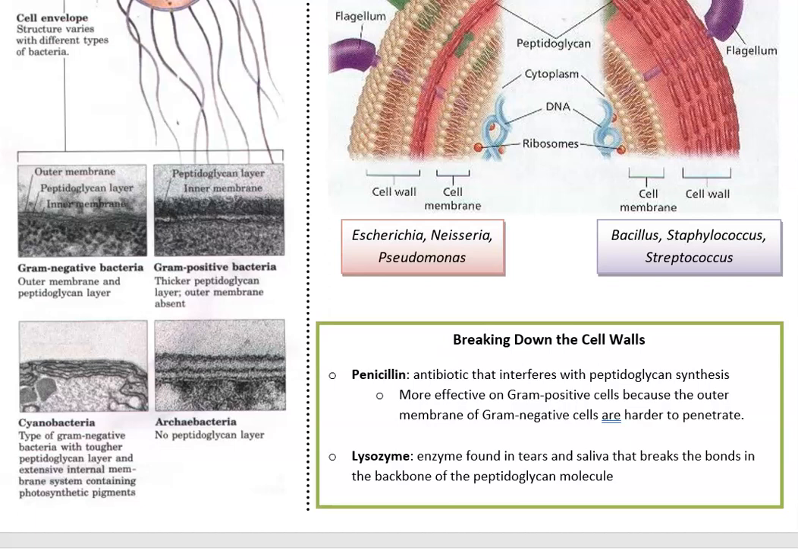Penicillin is an antibiotic that interferes with peptidoglycan synthesis, so the bacteria can't produce that peptidoglycan to make that layer. It's more effective on gram-positive cells because the outer membrane of gram-negative cells is harder to penetrate. Lysozymes are enzymes found in tears and saliva, and they break the bonds in the backbone of the peptidoglycan molecule, so that can be used to break down the cell walls as well.